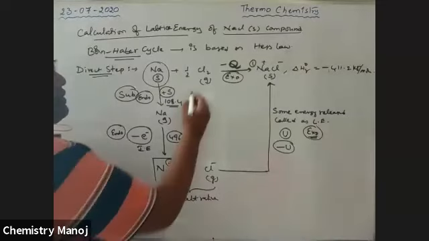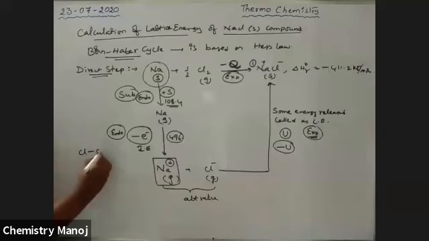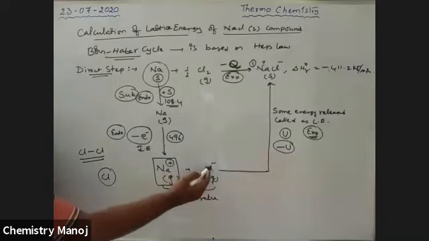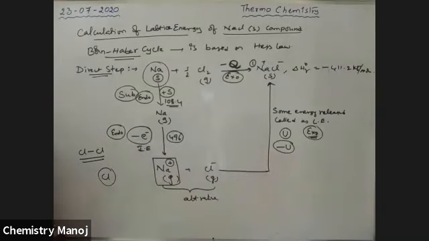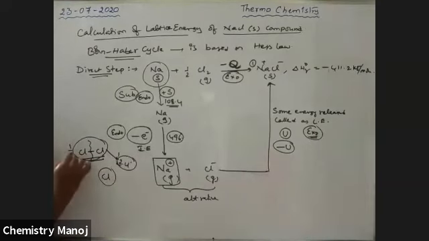Next, Cl2. So Cl2 means there is a bond between chlorine and chlorine. But I want only one Cl atom because I want Cl minus. That is why I want only one Cl. So now it is going to break. This is called dissociation. This gives two chlorine atoms, but we want one Cl. That's why half it. That way it is a half Cl.